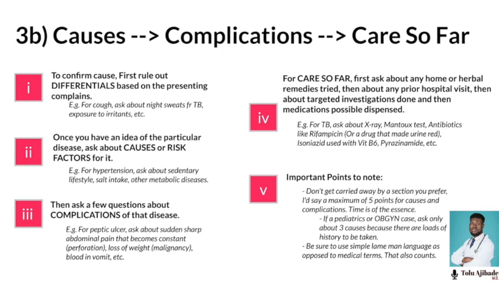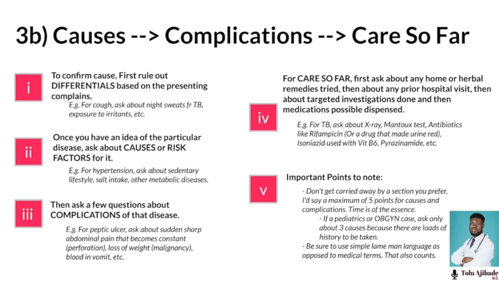And then after ruling out the differentials, once you have an idea of the disease, you ask about causes of the disease or risk factors for it. You understand what I'm saying? Like, what exactly could cause the tuberculosis? Since you know it's most likely tuberculosis and you've ruled out differentials and the person answered yes to night sweats, you then ask about causes of the tuberculosis. If you've not asked about HIV, you ask about HIV here. Those are the risk factors for it. So talk about differentials and then risk factors. All of those are under causes.